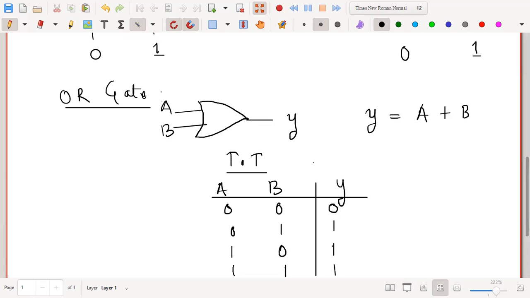So this is the truth table, and here you can see the logic operation of the gate. This is the truth table for a 2-input OR gate. However, you may have another input as well. You can have a 3-input OR gate as well.